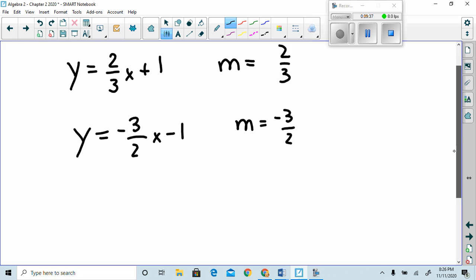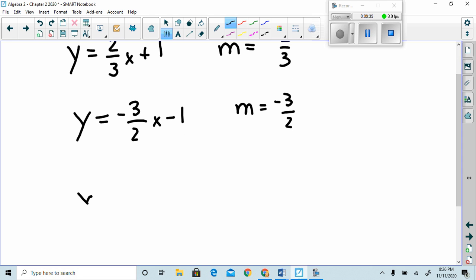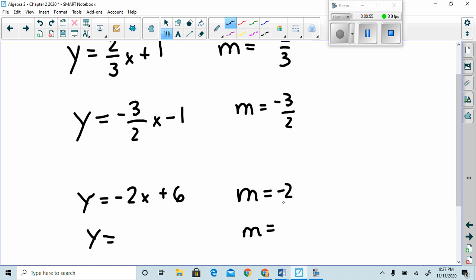Let's see another example. If I give you a line, y equals negative 2x plus 6, my slope of this line is negative 2. The slope of a line that is perpendicular means I'm going to change the sign. It's now going to be positive, and the reciprocal of that would be 1/2. So y equals 1/2 x plus 4. The y-intercept does not matter.